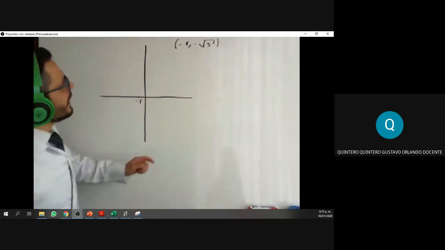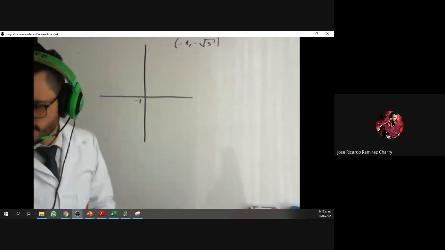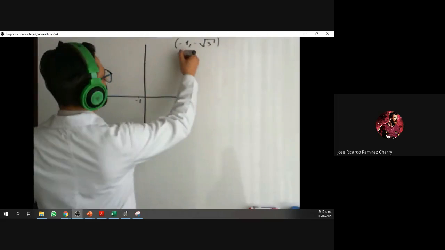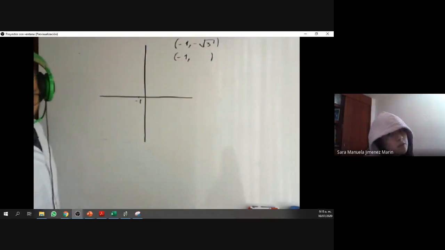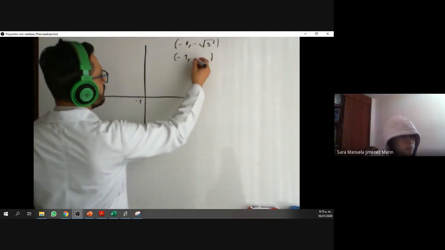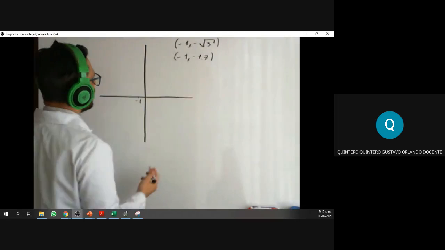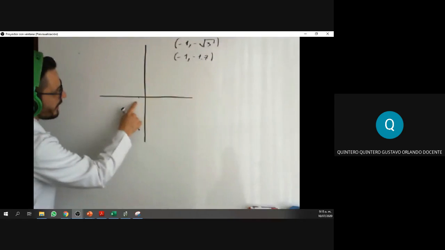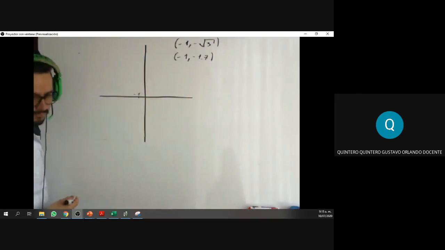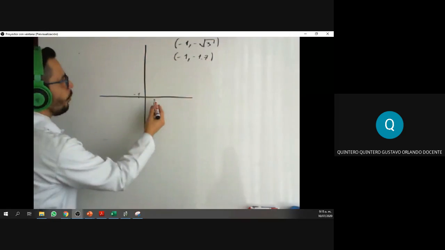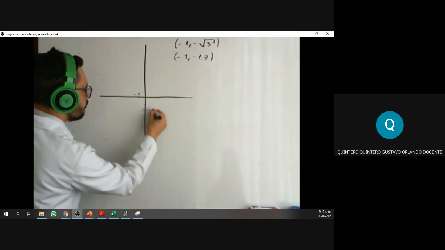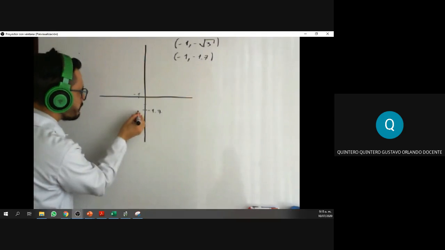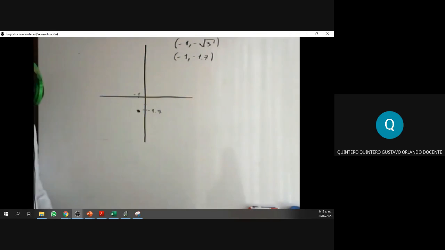Can you help me with this value? How much is the square root of 3, guys? How much? 1 point something. I don't remember. Negative 1.7. Yes. Negative 1.7. Thank you. All right. So this is the -1, right? And negative 1.7 should be here, so around there, right? So this is the point, right there.